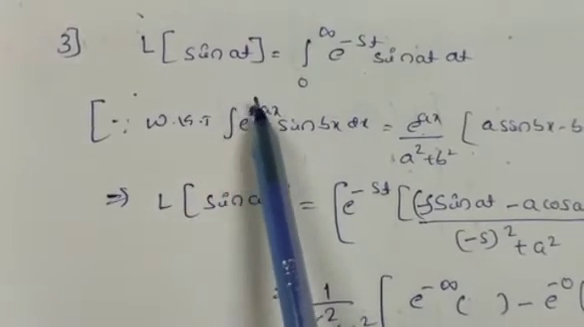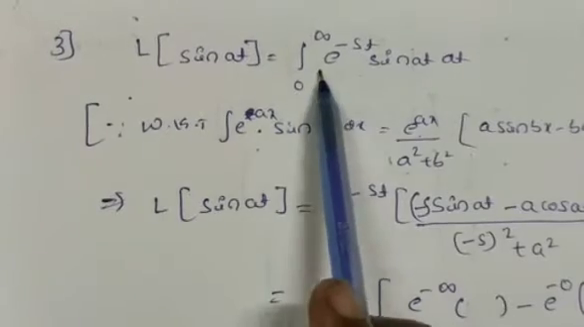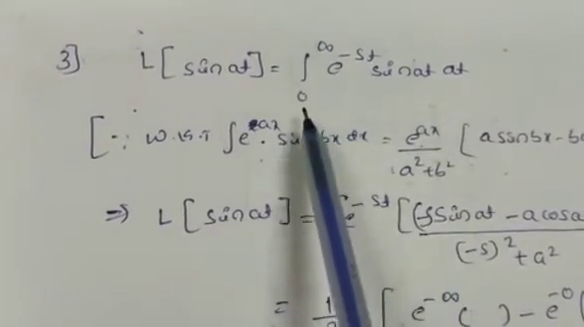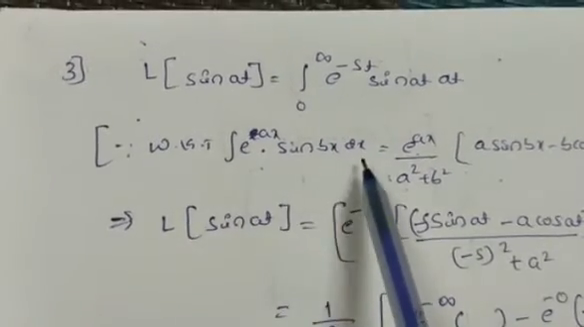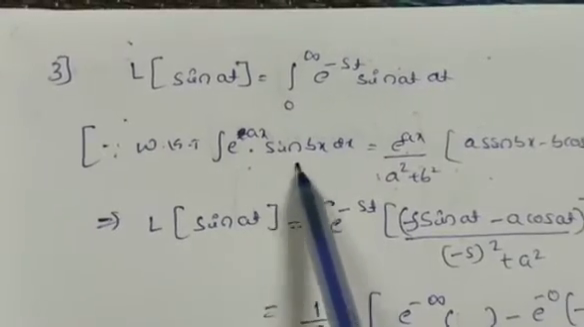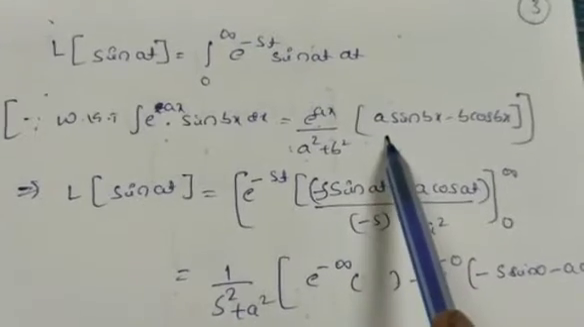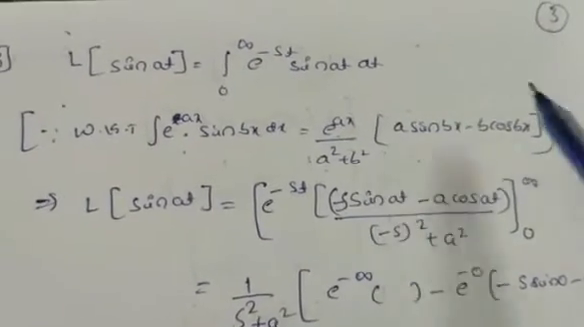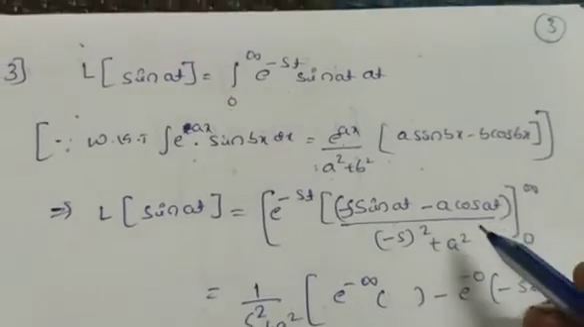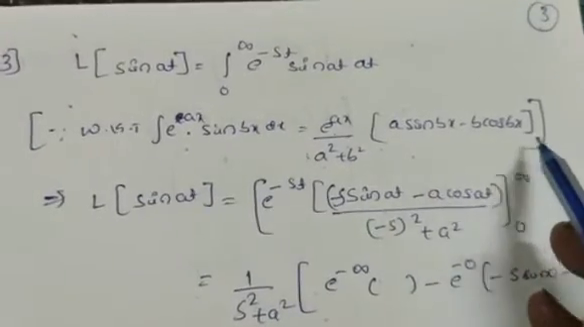Laplace transform of sin at. So let us apply the definition once again here. It is equal to 0 to infinity e raised to minus st sin at dt. Sin, we know one formula which you studied in your previous classes. Integration of e raised to ax into sin bx dx is equal to e raised to ax divided by a square plus b square into a sin bx minus b cos bx.